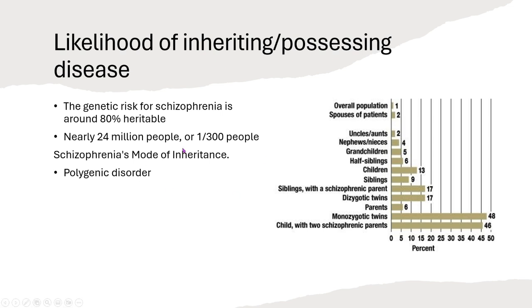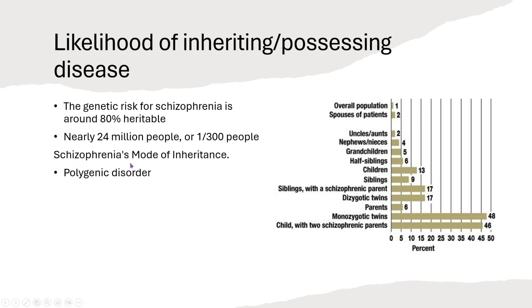Nearly 1 in 300 people in the entire world have schizophrenia, and as you can see on the graph on the right, these are the chances of getting schizophrenia if you are related to anybody. In the overall population, there's a 1% chance of schizophrenia.